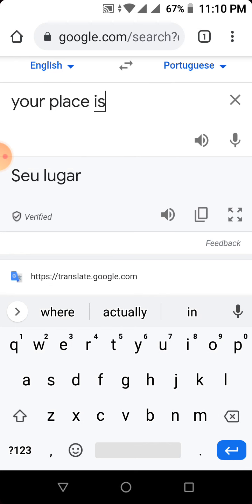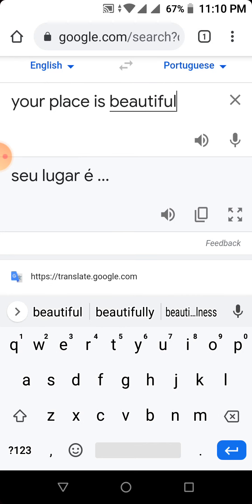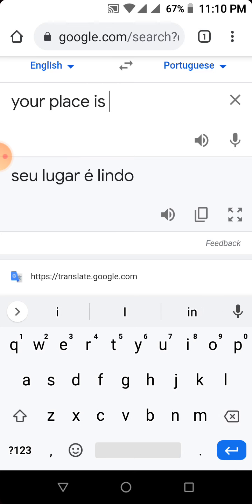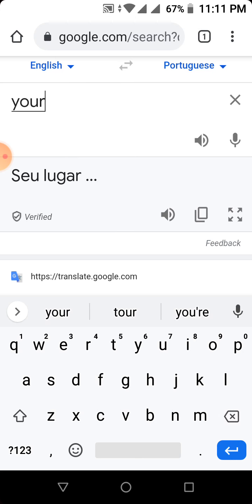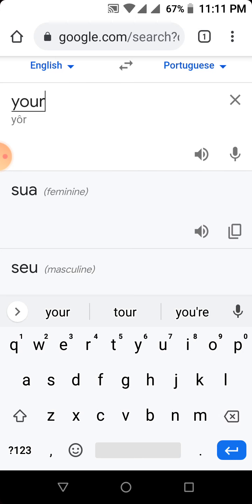"Your place is beautiful." So I have here "sitio, lugar, é lindo," right? And then getting the translation of each word again. "Your", okay, so like what I have told you earlier, the Portuguese language is applying a gender-specific rule. So it's a fair rule.